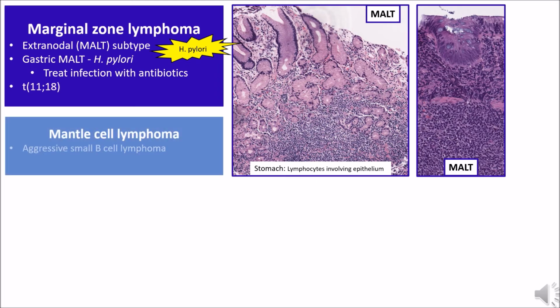Mantle cell lymphoma is an aggressive small B-cell lymphoma. Extranodal sites, including the gastrointestinal tract and Waldeyer ring, are common. The common translocation is translocation 11;14, involving cyclin D1 and the IgH heavy chain.